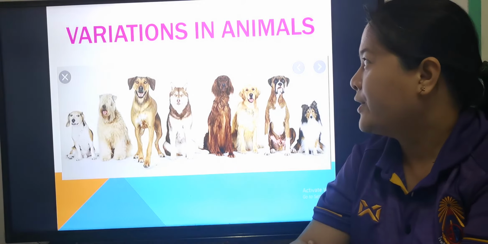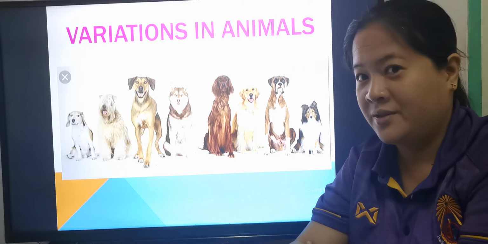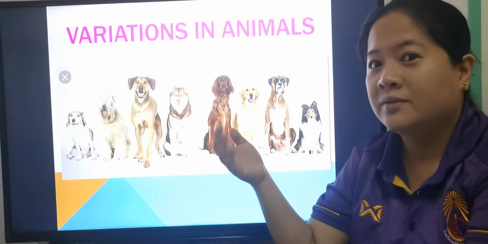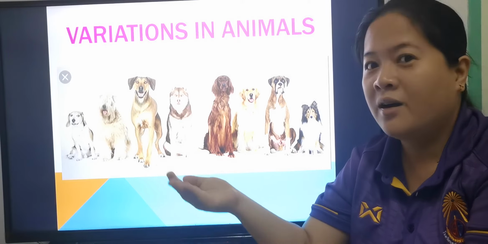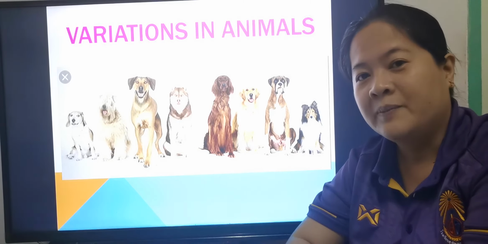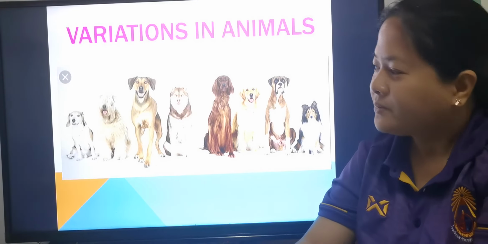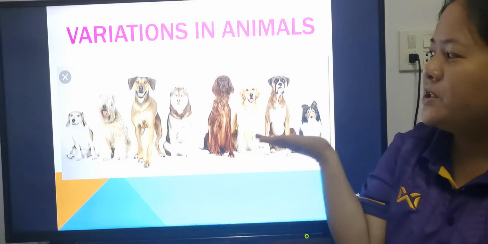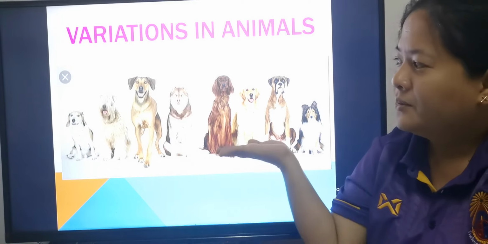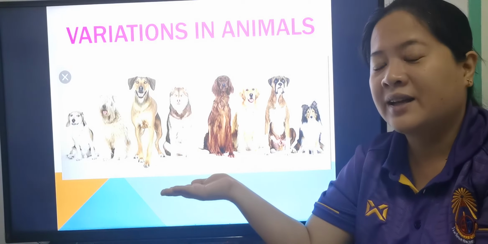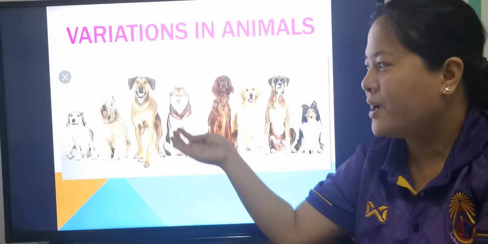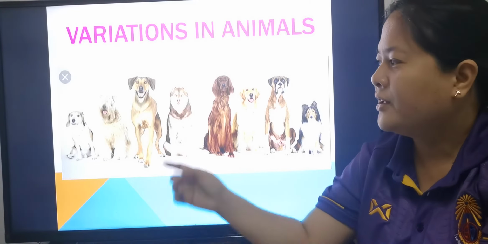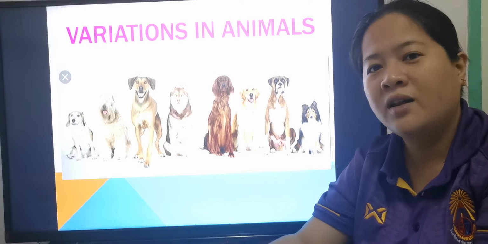We also have variations in animals. We already gave you examples about the variations in dogs, in cats, in birds, and many more. They are of the same species. They are all dogs, but they have very different characteristics. Very different variations. Their ears are different, their fur color.